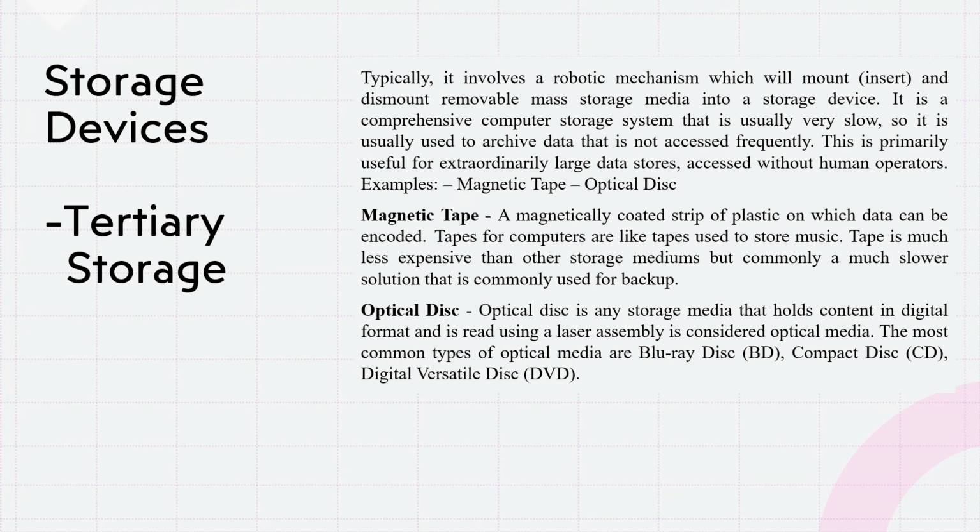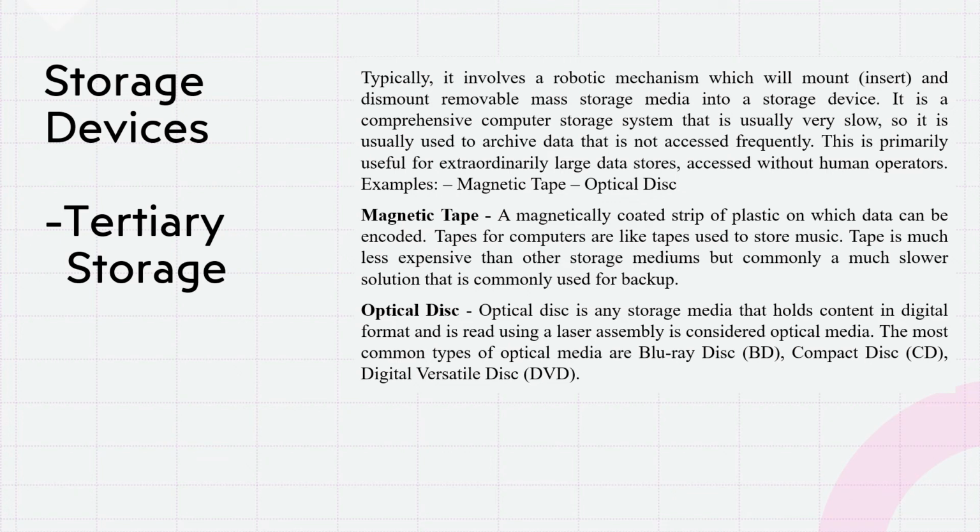Examples are magnetic tape or optical disc. Magnetic tape, a magnetically coated strip of plastic on which data can be encoded. This tape is much less expensive than other storage mediums, but commonly a much slower solution that is commonly used for backup. Such tapes for computers are similar to tapes used to store music.